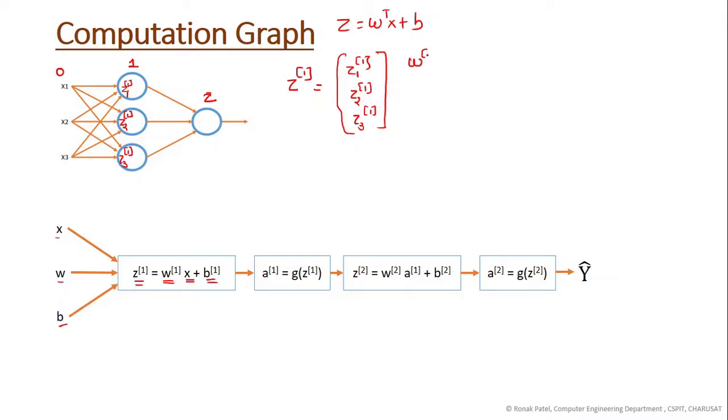So here instead of this you will write W1 transpose x plus b, but now b is for this neuron, so B11, right? Weight going to neuron 1 in layer 1. Same way Z21 you can write like this, W21 transpose X plus B21. Same way W31 transpose X plus B31.